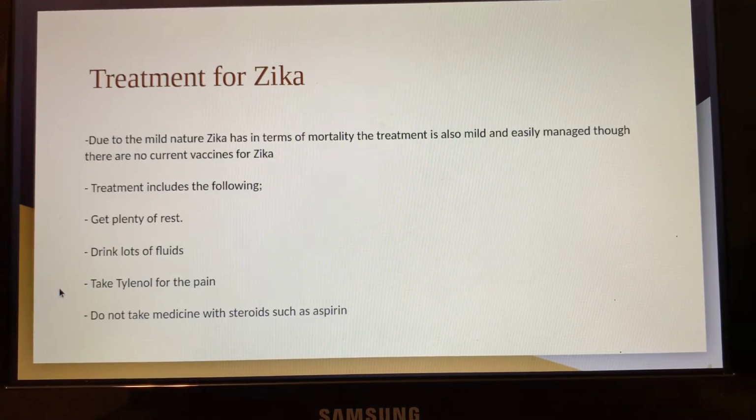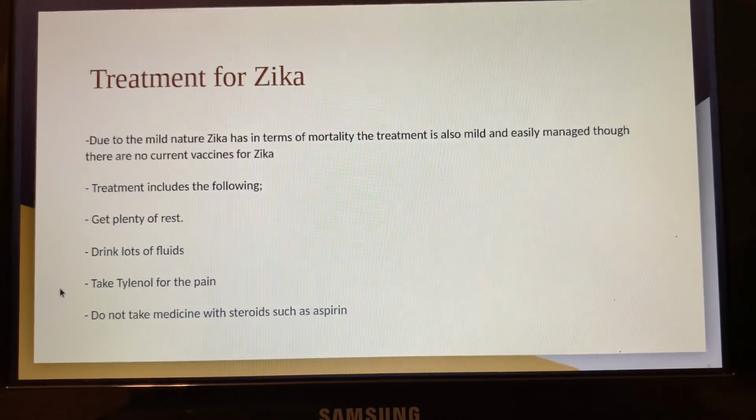Okay. So, treatment for Zika. Due to the mild nature that Zika has in terms of mortality, the treatment is also mild and is easily managed. There are no current vaccines for Zika, so you will not be getting a vaccine for this. The treatments include just getting plenty of rest and drinking lots of fluids. You can take Tylenol for pain, and that's pretty much the only medicine that is prescribed to you, which you can obviously get over the counter. They do advise you not to take medicine that has steroids in it, such as aspirin, for the pain, because that conflicts with the Zika virus.